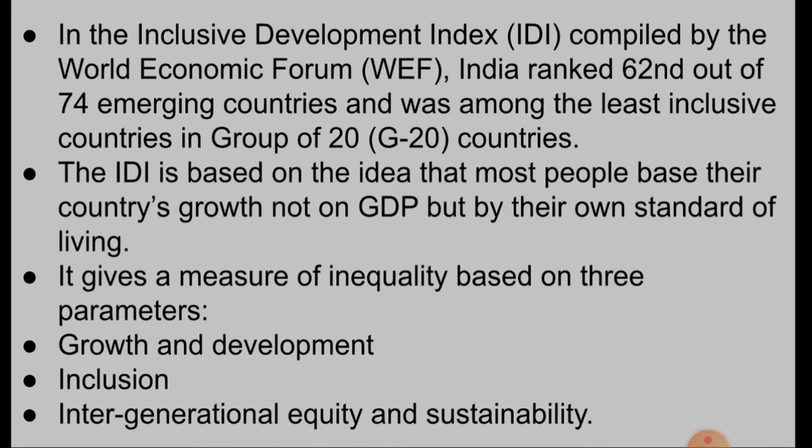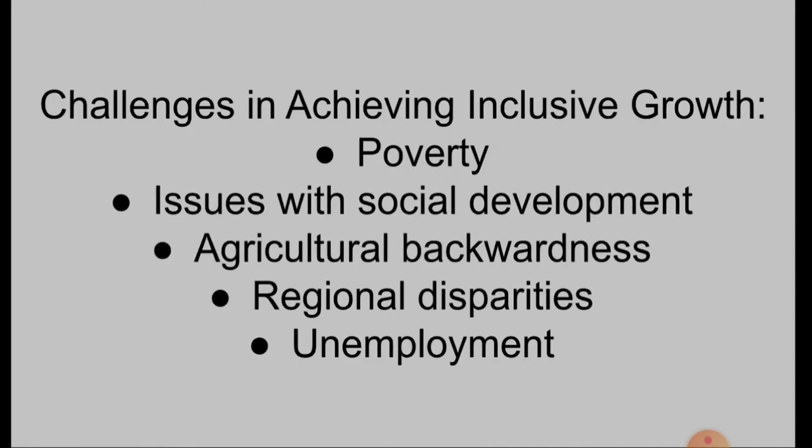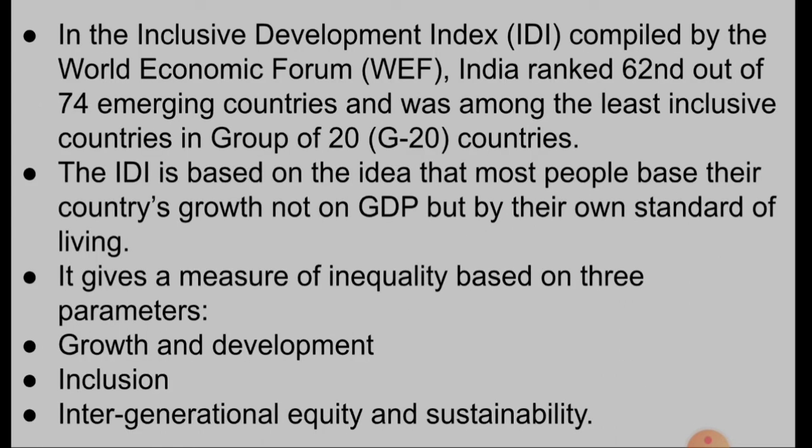Then we come to the point of how inclusive development is measured. So the first thing about how it is measured is inclusion. These are the challenges in achieving inclusive growth, so you have to remember this. You can write these points in the mains: poverty, issues with social development, agriculture backwardness, regional disparities, and unemployment. Now comes the inclusive growth part, how we measure inclusive growth.